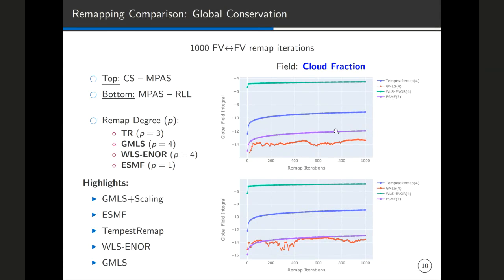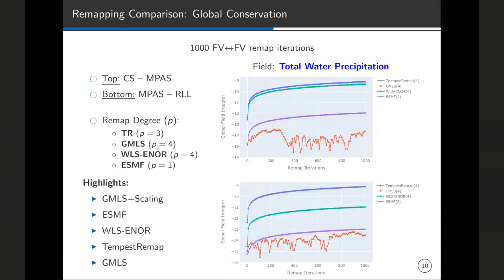But perhaps there's a lesson to be learned here that if we use some variation of a scaling, maybe we could achieve better global conservation. So that's something that needs to be explored. The next is for the total precipitable water. We have a similar behavior as well, just like the cloud fraction field that I showed before.